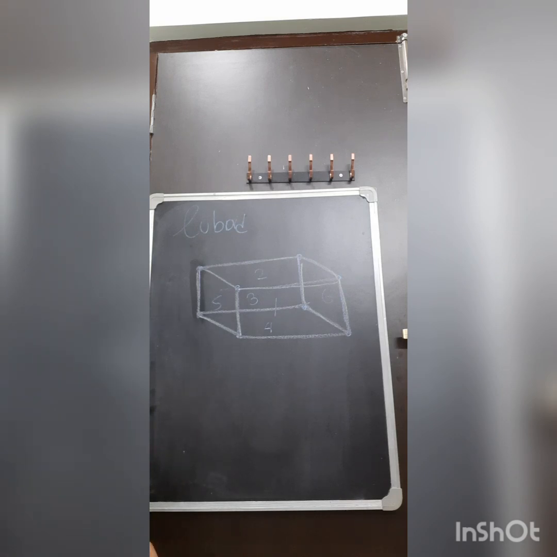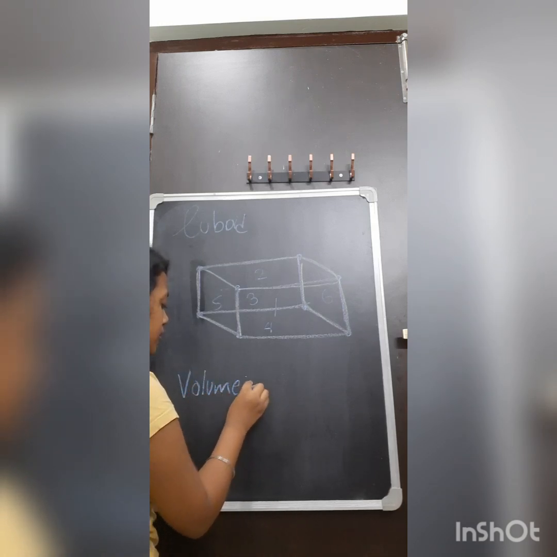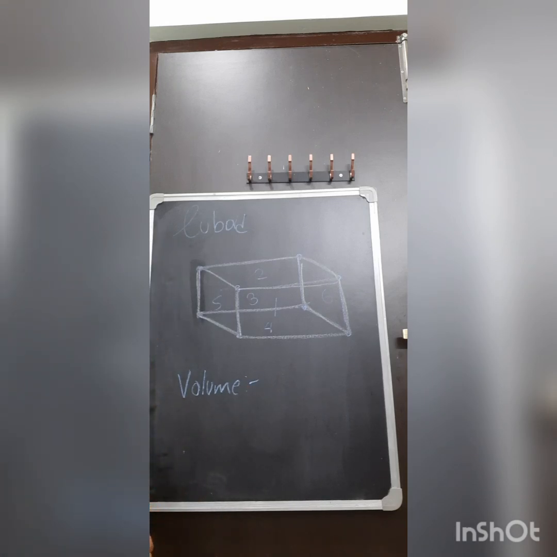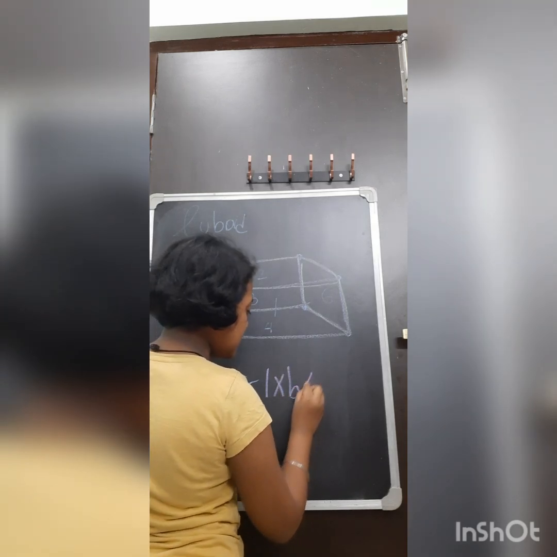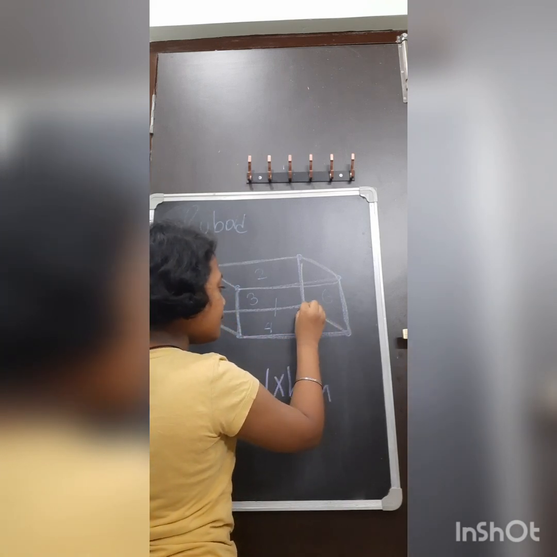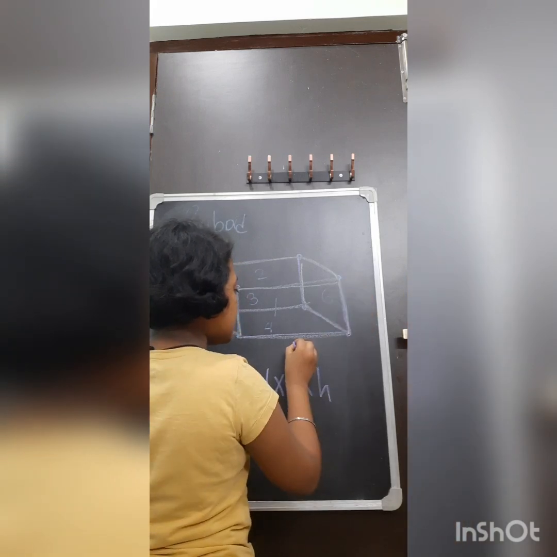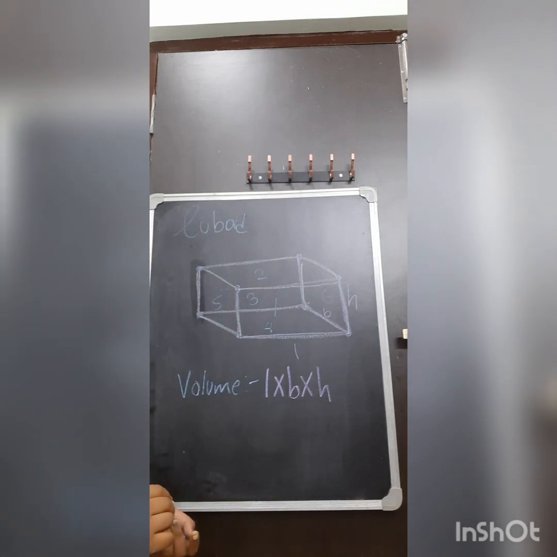Now, how can we find the volume, meaning the space covered by this figure? How can we find the volume of cuboid? The formula for volume of cuboid is length into breadth into height. Length into breadth into height. So this is the formula to find the volume of cuboid.